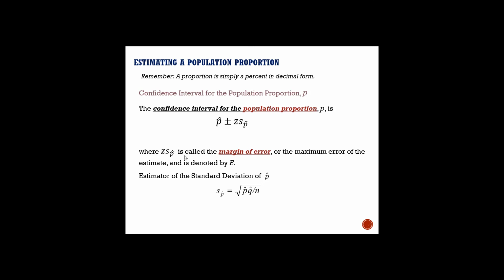That last part is called the margin of error, and we do the exact same thing that we've done before. We're going to estimate the standard deviation of p hat by saying p hat times q hat divided by n and taking the square root. Now this time, notice that what we're using to get the standard deviation of p hat is p hat times q hat. Before, what we were using was p times q divided by n.